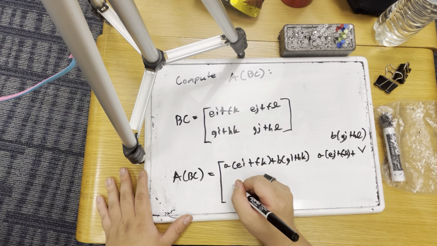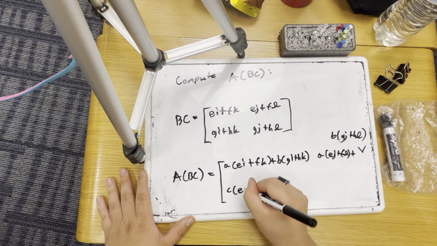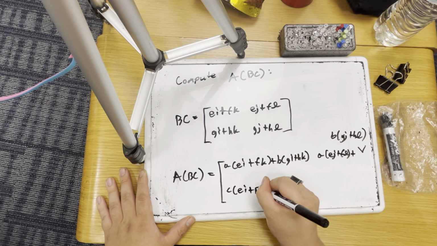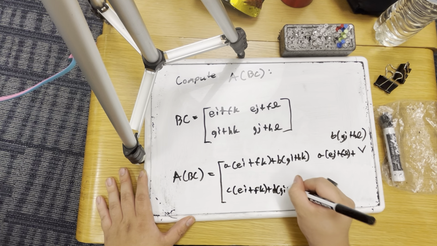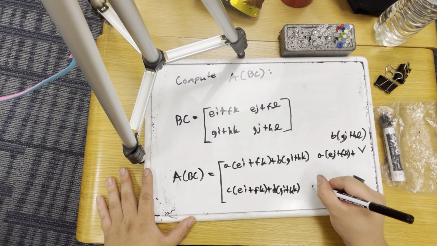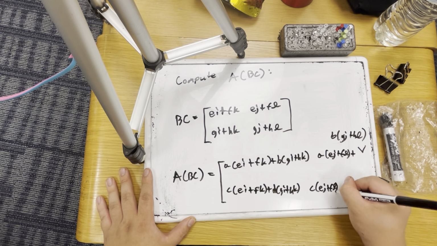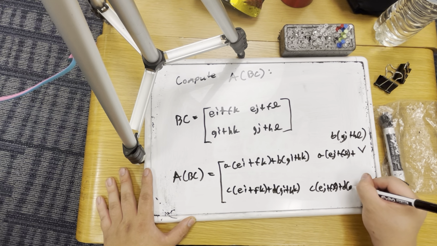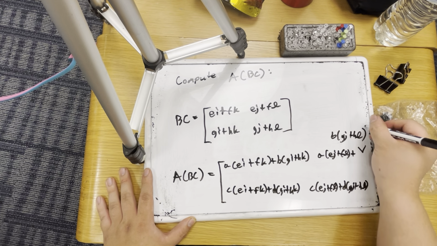Now, how about this one next? Well, we get C times (EI plus FK), plus D times (GI plus HK). And then finally, C times (EJ plus FL), plus D times (GJ plus HL). Okay?